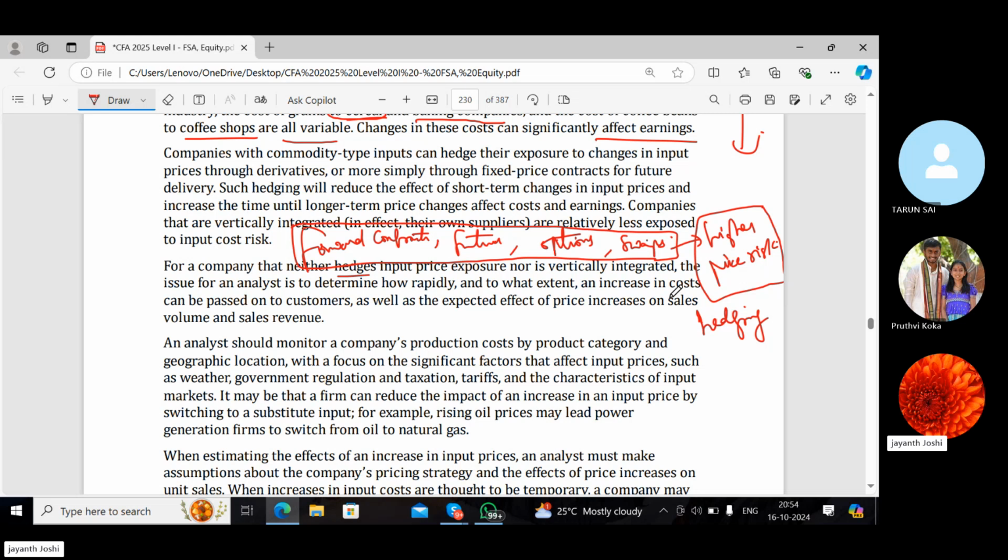So for a company that neither hedges, so there are some companies who do not do this, input price exposure or the risk of input prices increasing, nor is vertically integrated, the issue for an analyst is to determine how rapidly and to what extent an increase in cost can be passed on to customers.